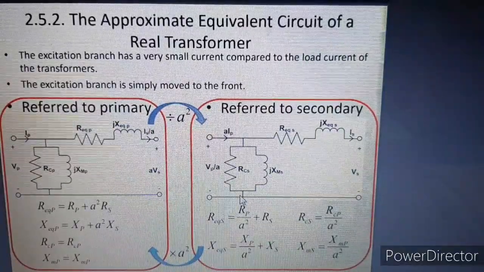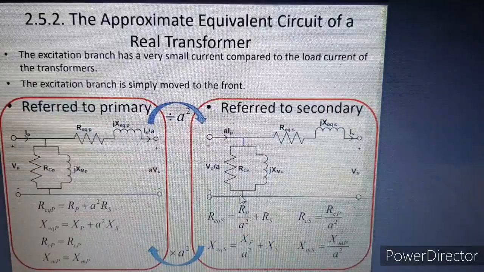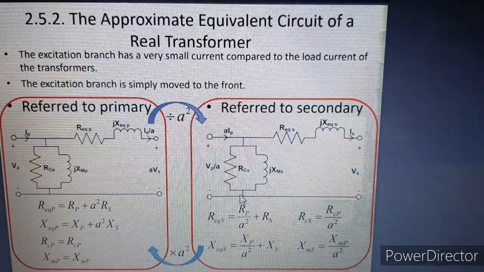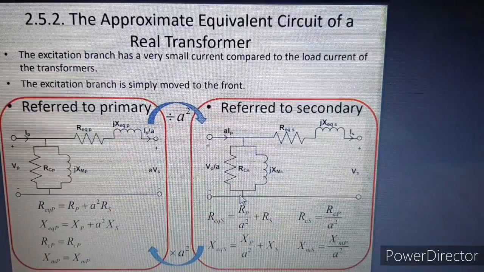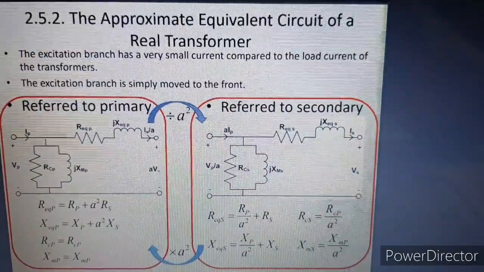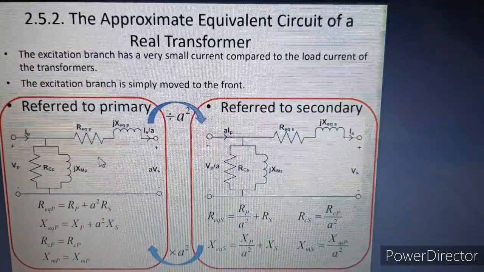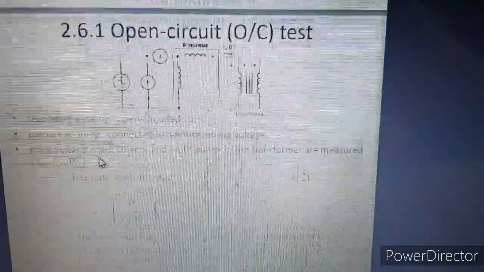So now that we already have the approximate equivalent circuit, the next step is what we're going to do with the equivalent circuit. That is what we're going to do today.